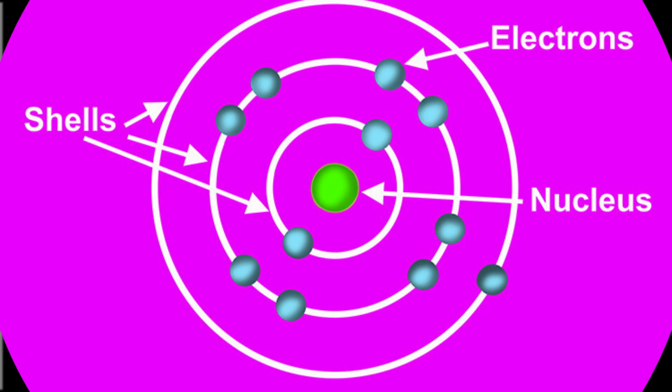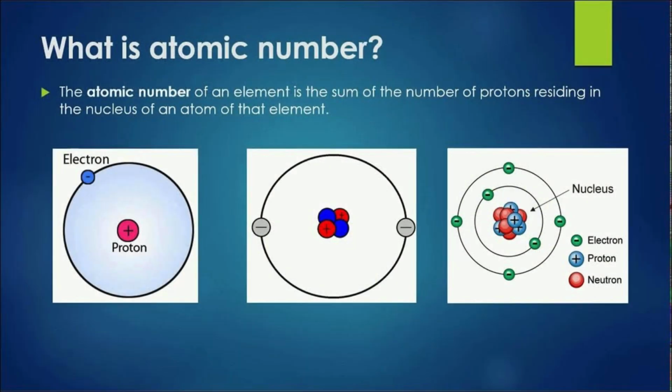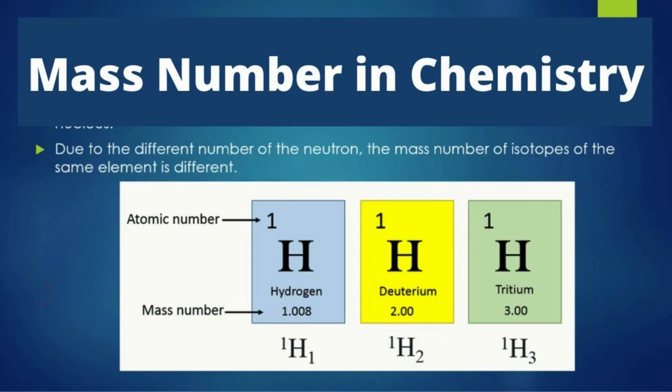Quick facts. Atoms are mostly empty space. Protons and neutrons make up the mass. Electrons contribute very little to mass. The number of protons in the nucleus is called the atomic number, which identifies the element. The sum of protons and neutrons is called the mass number.